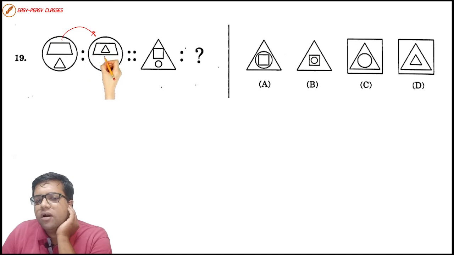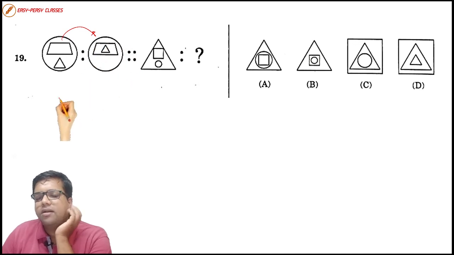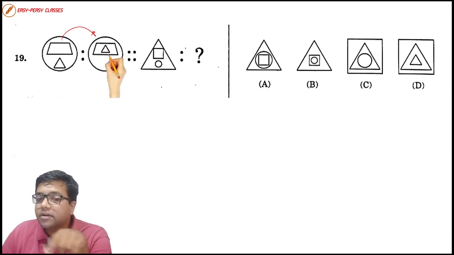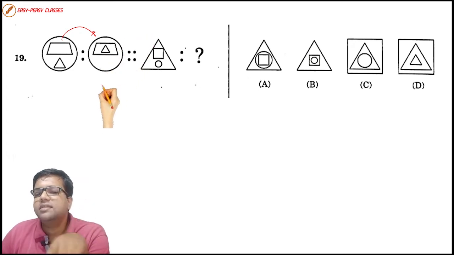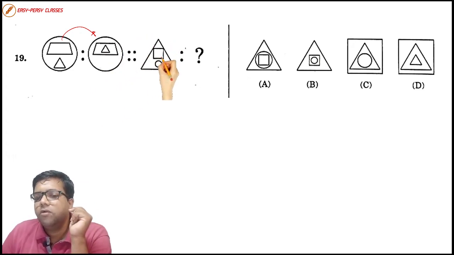The triangle got inscribed inside a quadrilateral. That means the triangle got inside the quadrilateral. So what will happen in the third figure?